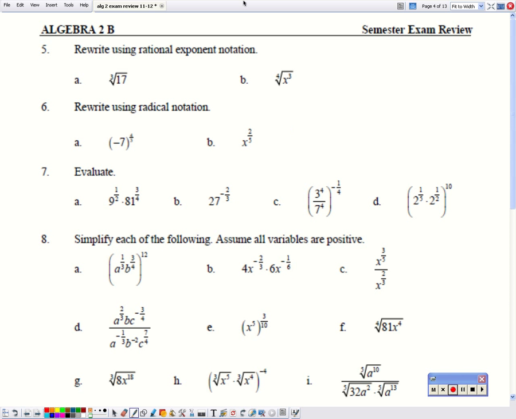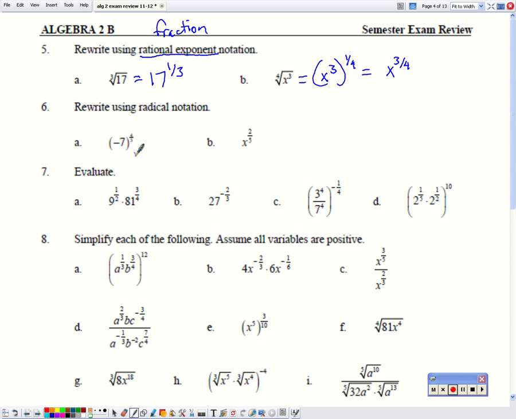Okay, number 5, rewrite using rational exponent notation. We want to remember that a rational exponent is just an exponent that is a fraction. So what fraction corresponds to the cube root is just 1/3. Here, the fourth root is just going to be 1/4. So if we had x to the third to the 1/4 power, we would multiply these powers and get x to the 3/4.